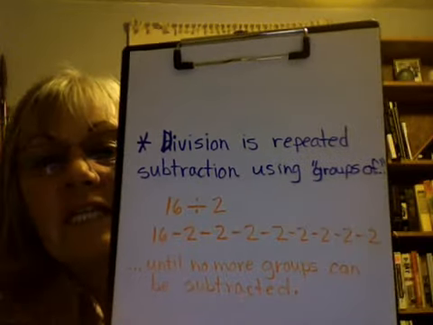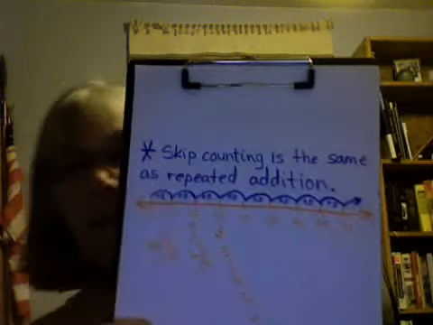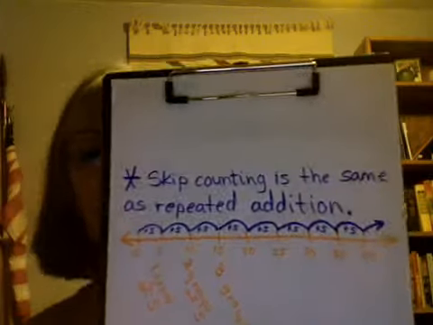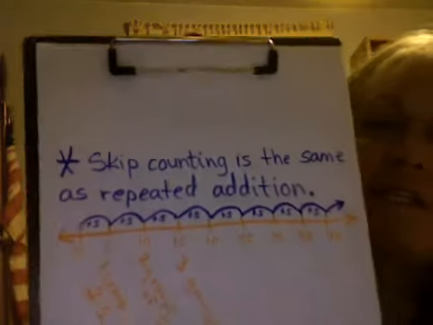When you're dividing, it's the opposite of multiplication. For Chapter 3, it's also important to realize that skip counting is exactly the same as repeated addition. We could also say it's the same as multiplication. If you know your skip counting patterns, you'll be really good at this.